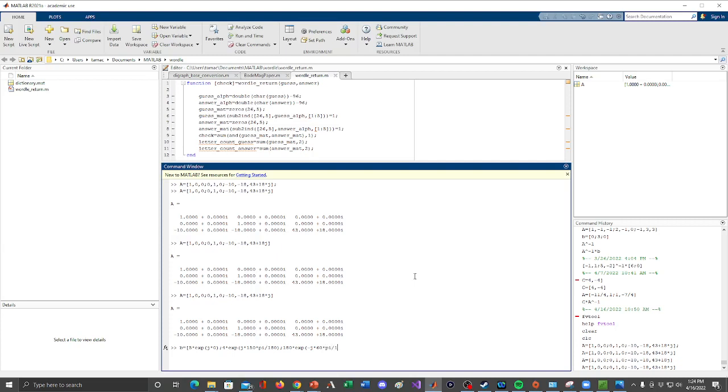times pi over 180. Pi radians in 180 degrees. You can use 2 pi over 360, 2 pi radians in a full circle, so 360 degrees in a circle.